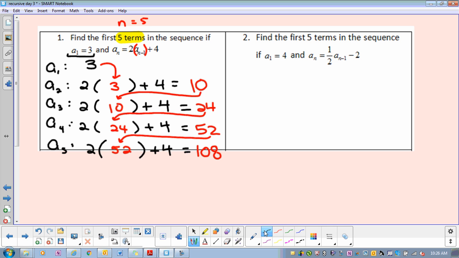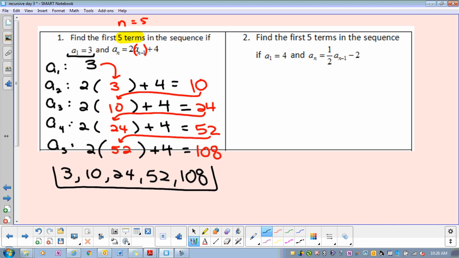Good. Now we found the 5 terms, but can we write them out as a sequence? 3, comma, 10, comma, 24, 52, and 108. There we go. Is there any notation, like signs to use? Nope, just the commas. Alright, pretty good, right?